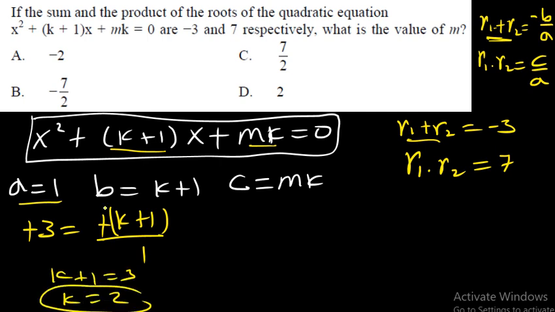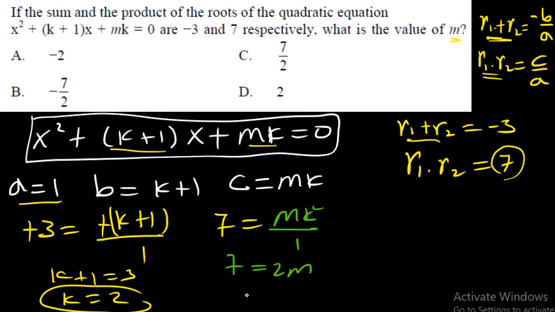Okay, I have got the k, but what's asked? m, not k. Again, r1 times r2 is already given to us. r1 times r2 is 7, so 7 is equal to, let me change the color, c over a. What is c? mk. And what's a? 1. But I know the k value, that's 2. That means 7 is equal to 2m. Dividing both sides by 2, m is equal to 7 over 2. So the answer will be c.